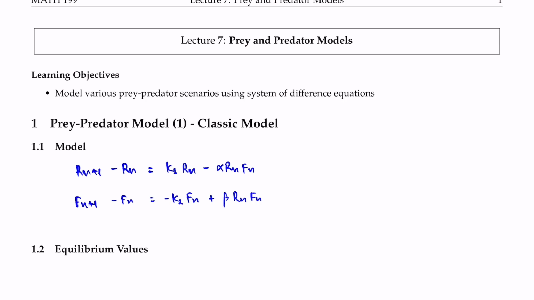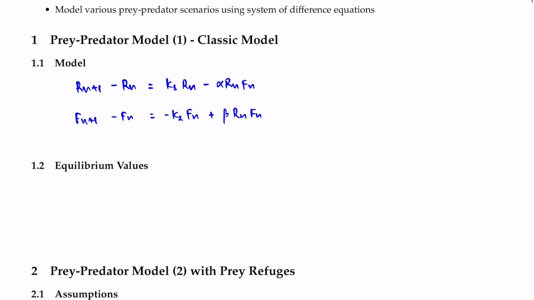And again, in lecture 6, we spent time analyzing the equilibrium values, and we obtained 2 equilibrium points. The first one is the trivial solution, that is R, F equal to 0, 0. In this scenario, both the rabbit and fox populations die down. And the second equilibrium point is R, F equal to K2 over beta, K1 over alpha.